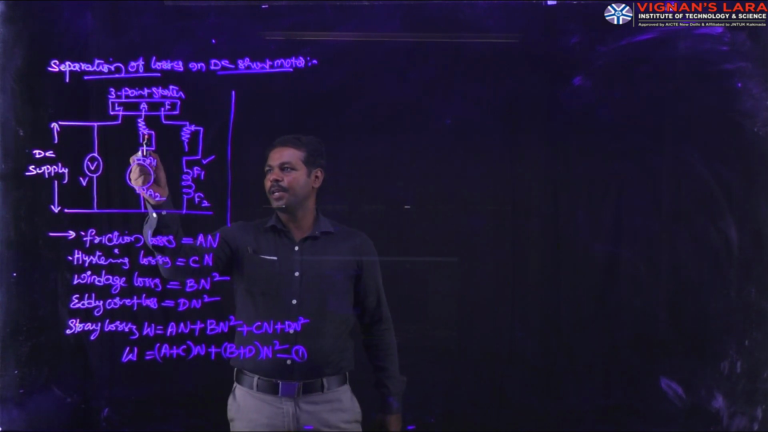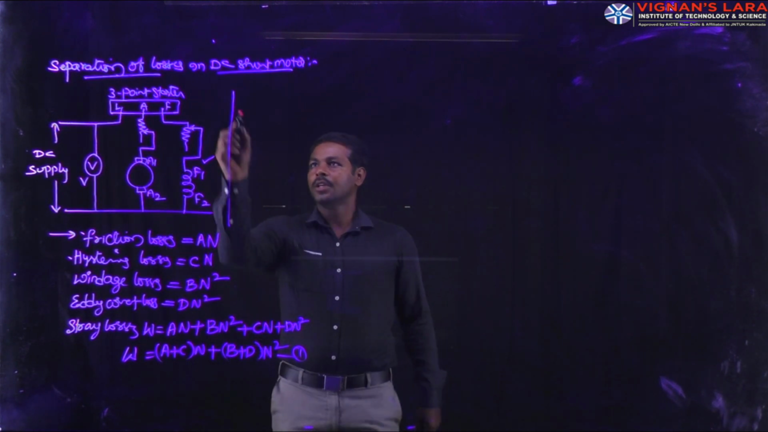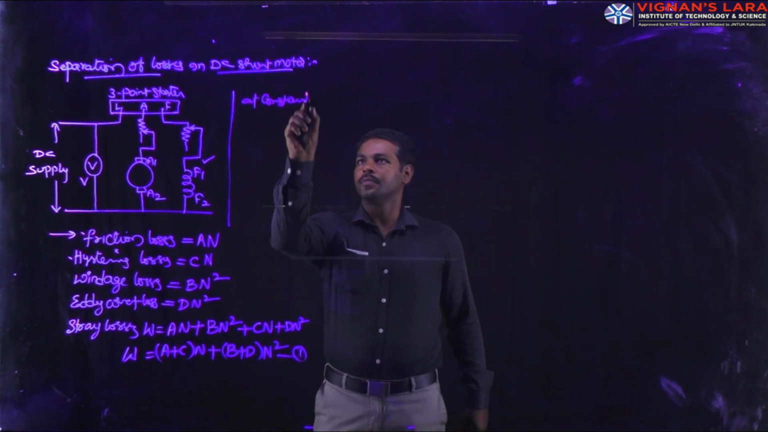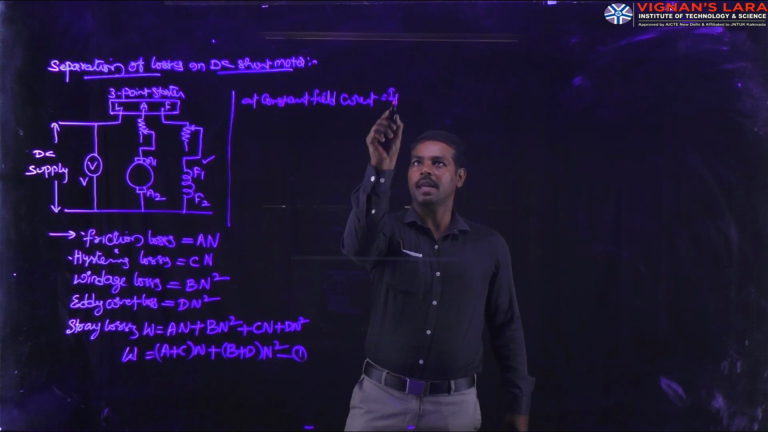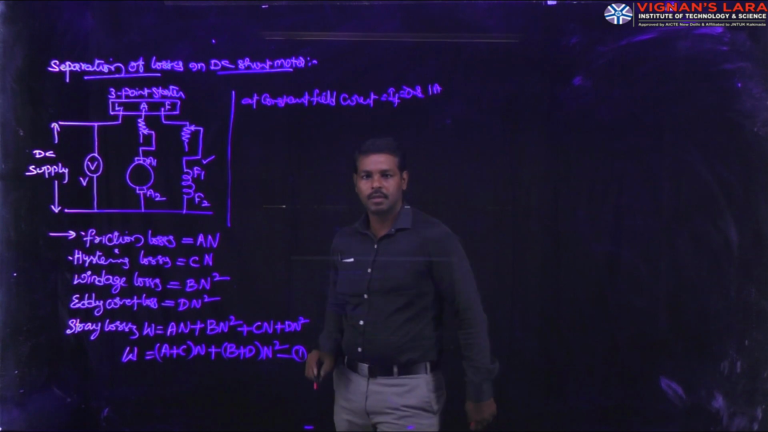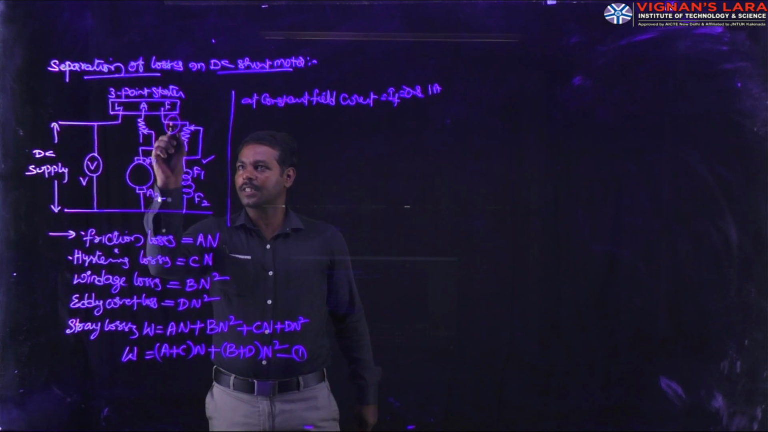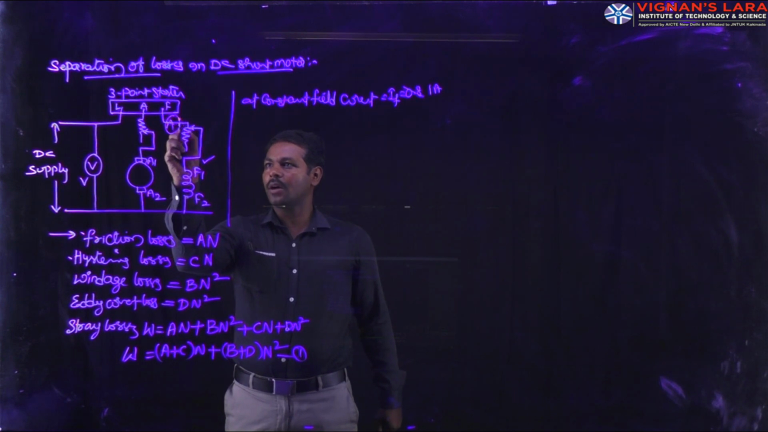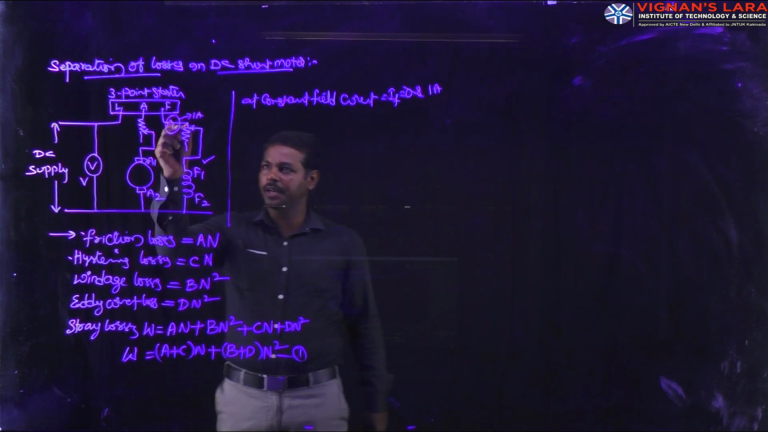Initially the armature rheostat is placed at maximum position and the field rheostat at minimum position. So we keep the field current constant, IF equal to 1 ampere. The current, measured in the ammeter, flowing through the field winding is held constant at 1 ampere by varying the field rheostat.